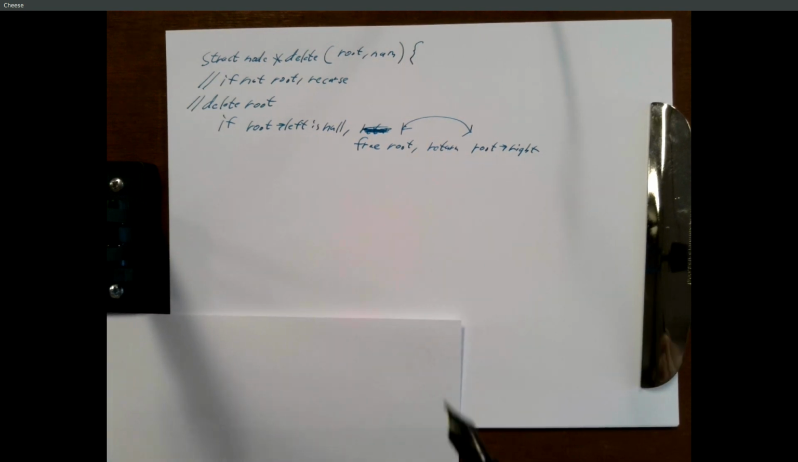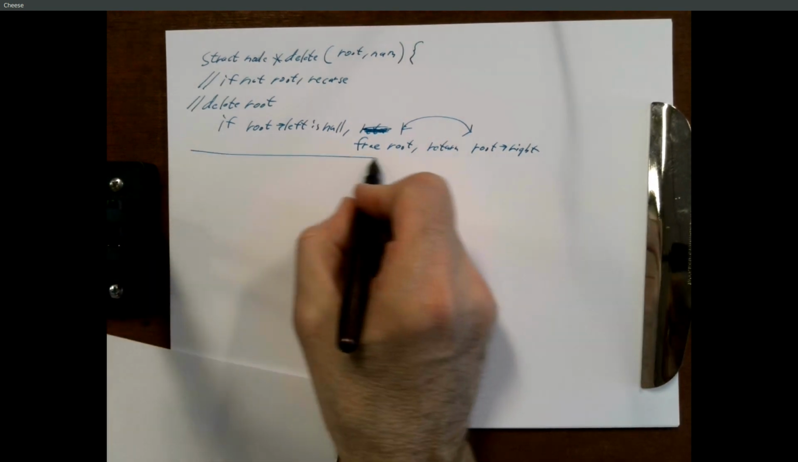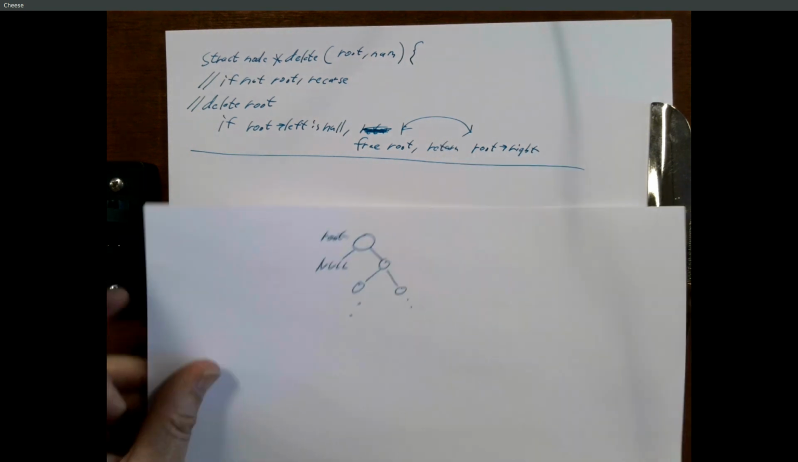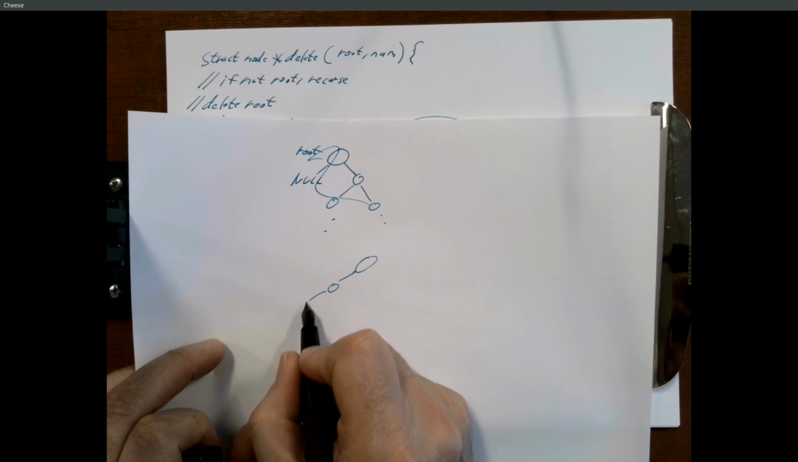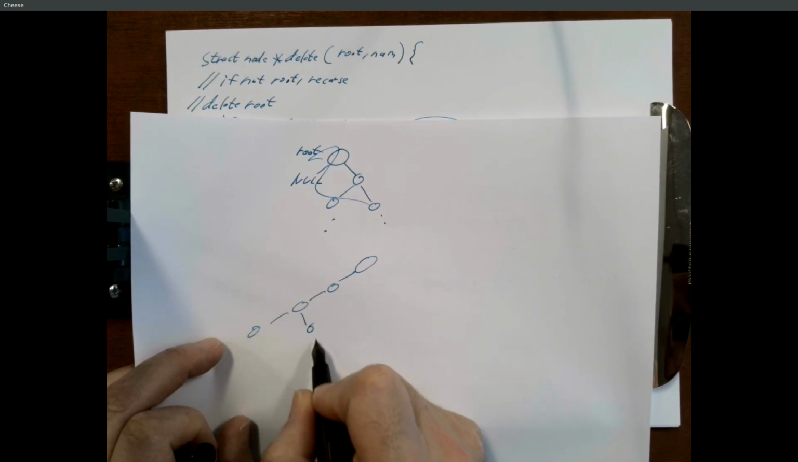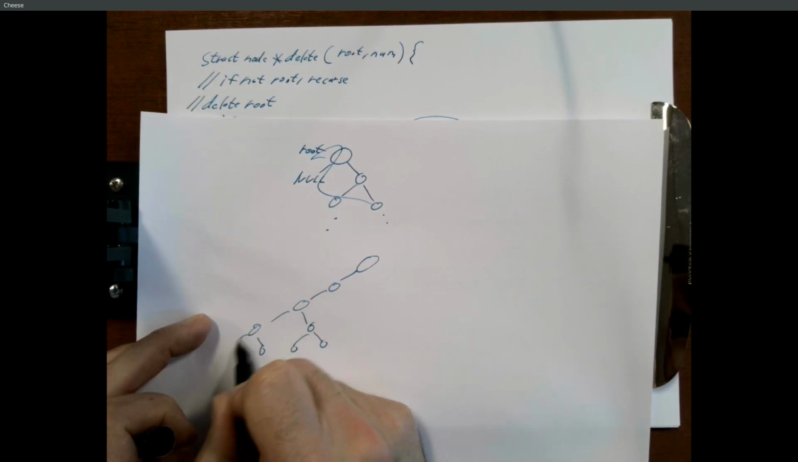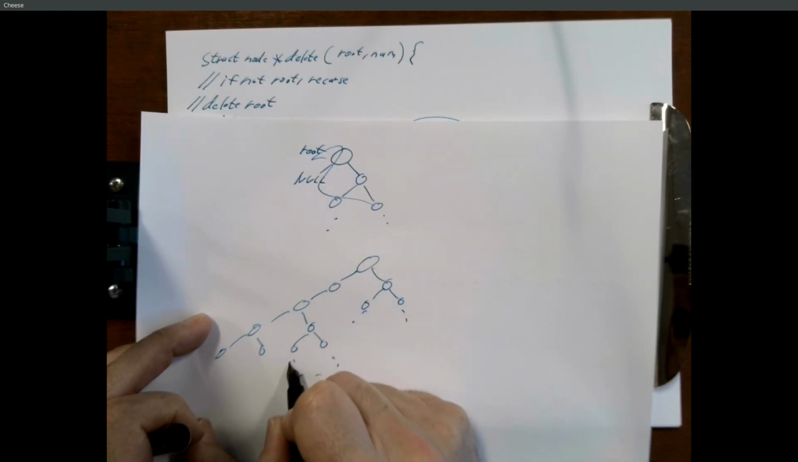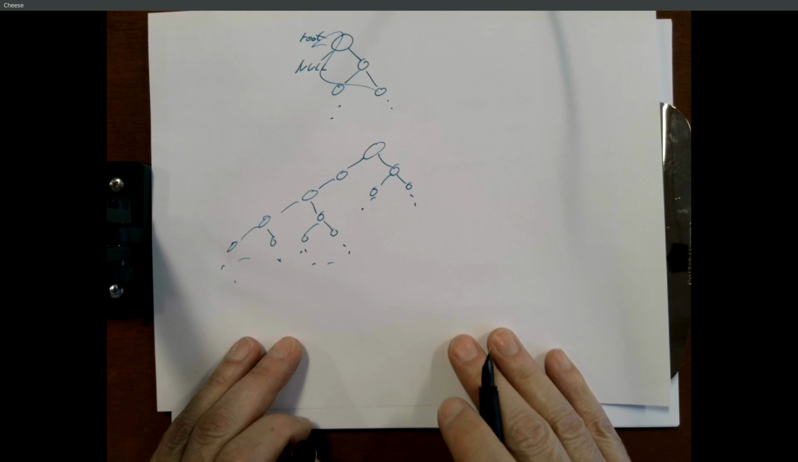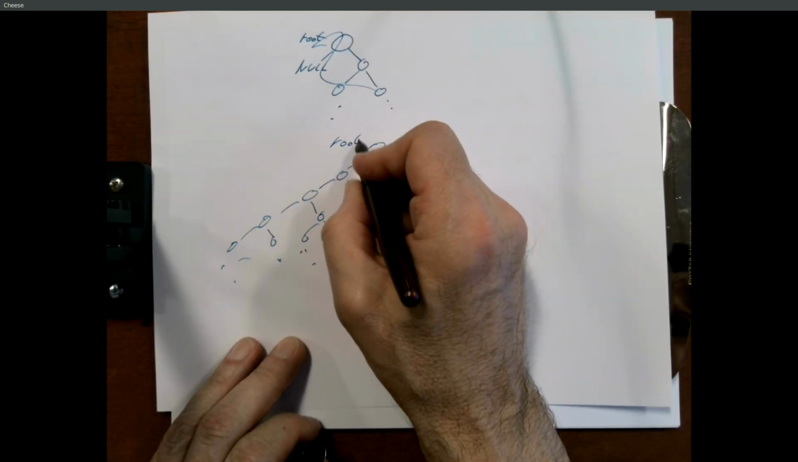All right, so that's one edge case. There's nothing on the left. Otherwise, we have stuff on the left, and we've probably got stuff on the right too. So our tree looks like this. Here's our root.